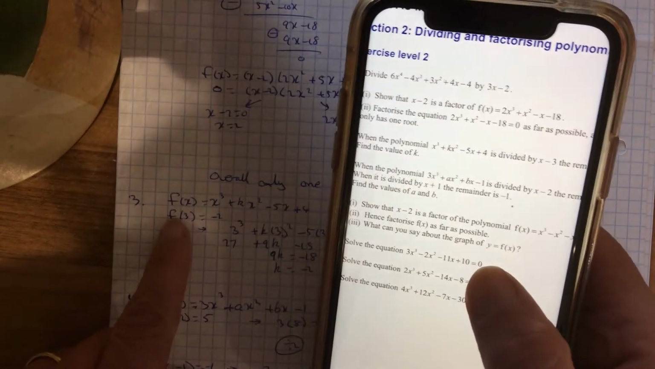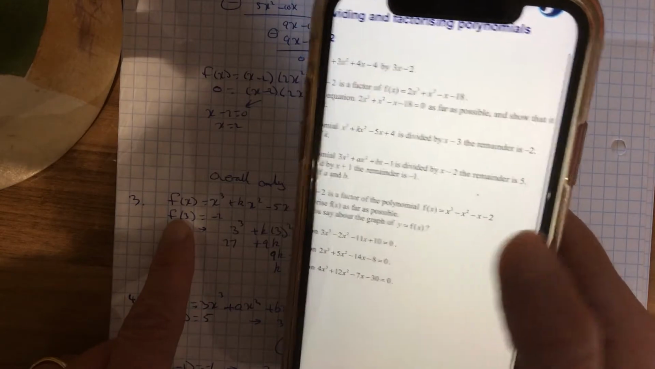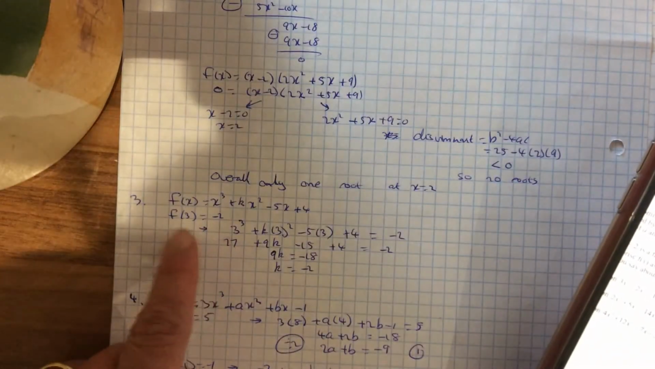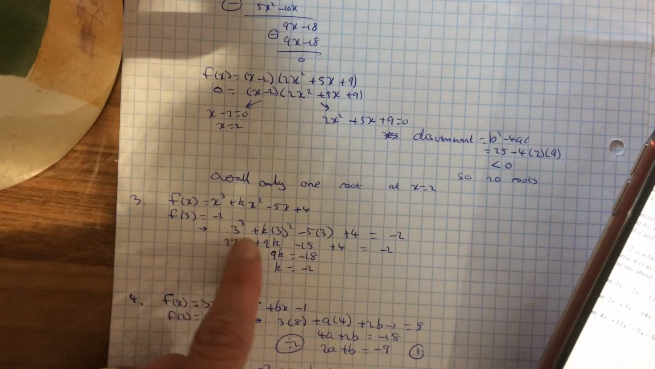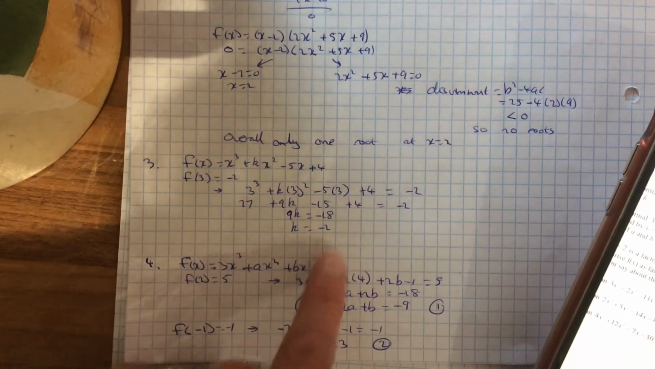Question 3. When this polynomial is divided by x minus 3, so I'm thinking x minus 3 equals 0, so x equals 3. Sub in x equals 3, I'm told the remainder is minus 2. So just sub in 3, I should say, into this, get your value for k.